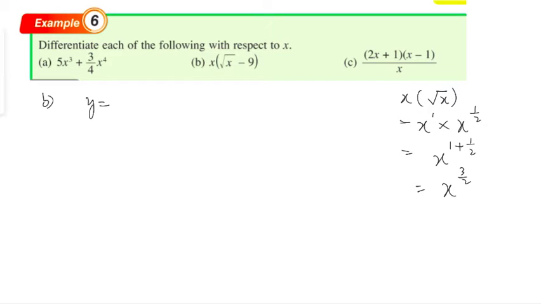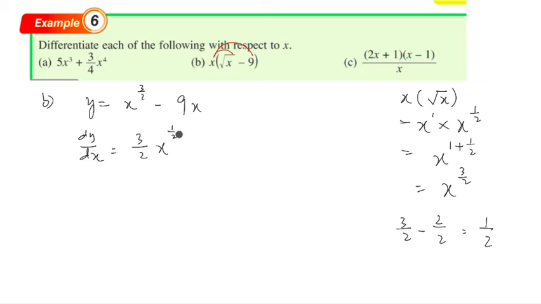Therefore, if I expand this one and expand this one, now expand x times square root x, I will get x to the power 3 over 2 minus x times 9, 9x. Okay, now only I start to differentiate. So differentiate how? The power goes in front because it's the front 1. 1 times 3 over 2, 3 over 2. x to the power 3 over 2 minus 1. 3 over 2 minus 1, you get 1 over 2. So here the power is 1 over 2.